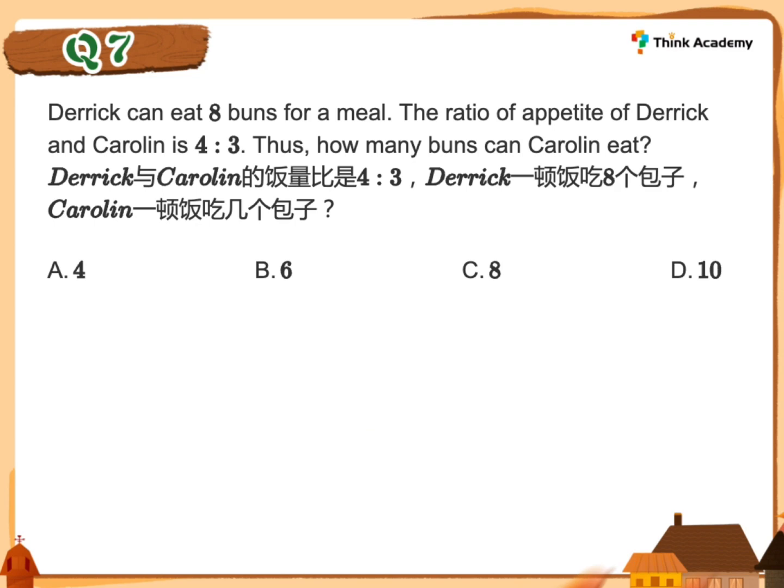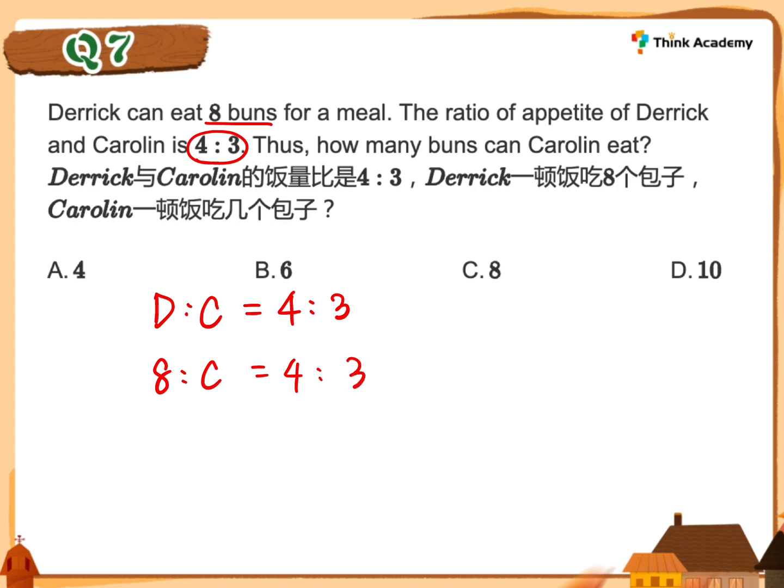And question 7. Derek can eat 8 buns for a meal. The ratio of the appetite of Derek and Caroline is 4:3. Thus, how many buns can Caroline eat? Okay, so this is the question about the ratio. Derek to Caroline is 4:3, and the number of Derek is 8. So what's the number of Caroline?